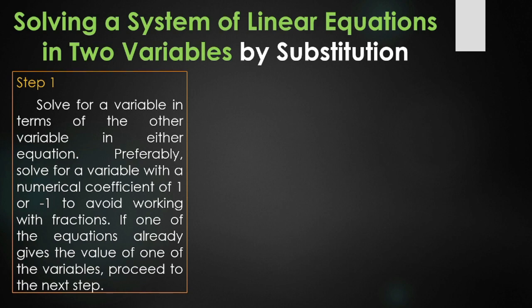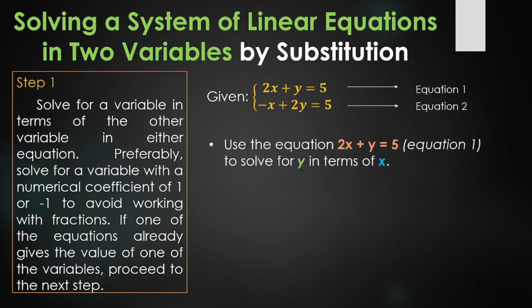If one of the equations already gives the value of one of the variables, proceed to the next step. Again, let's have the given 2x plus y equals 5, negative x plus 2y equals 5. We let the equation 2x plus y equals 5 be the first equation, and the equation negative x plus 2y equals 5 be the second equation. Since the numerical coefficient of y in the first equation is 1, we are going to use the first equation to solve for y in terms of x. So we will use the equation 2x plus y equals 5.